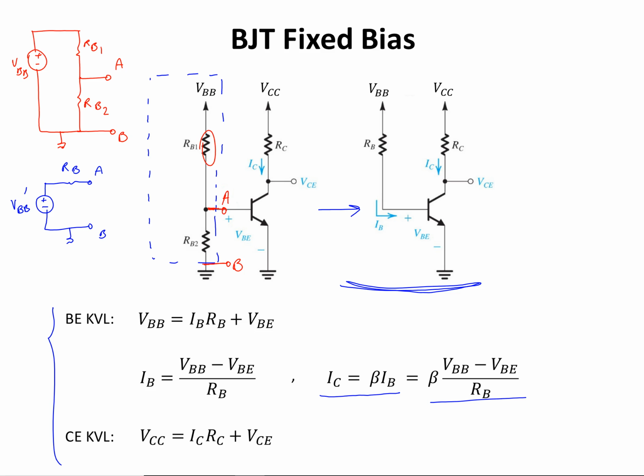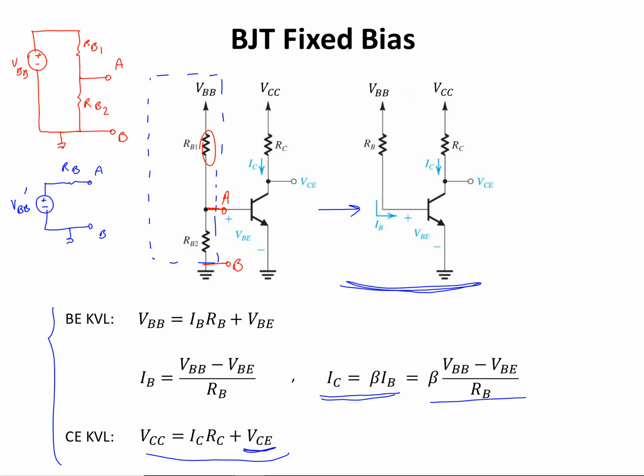In this transistor circuit, if the value of beta changes, the value of IC, the collector current, is going to also change, and from there the value of VCE is going to change, because in this equation, if IC changes, the value of VCE is going to change.